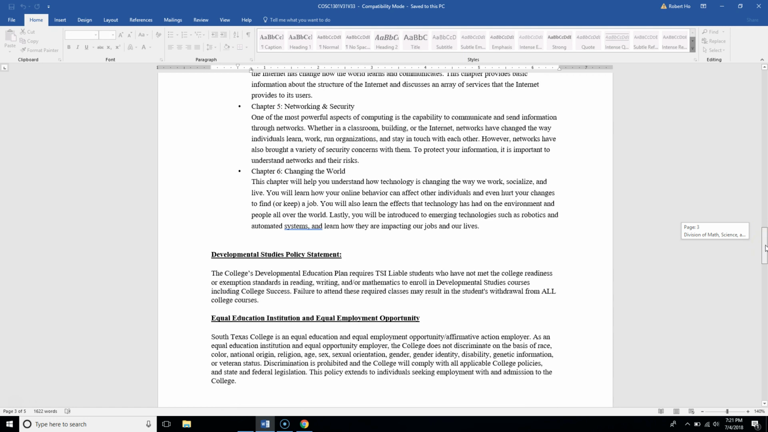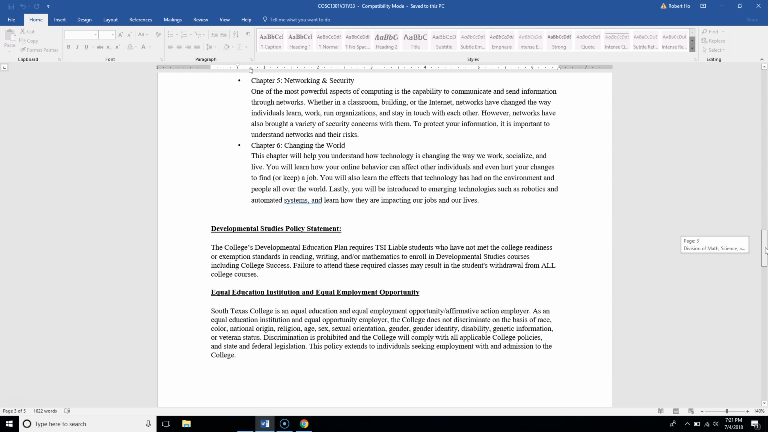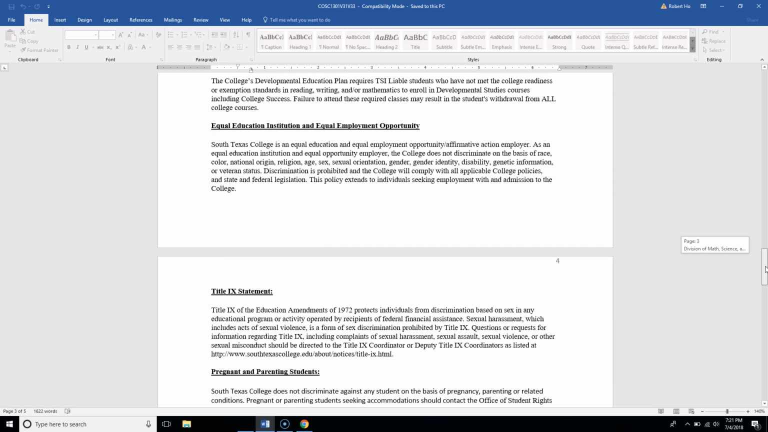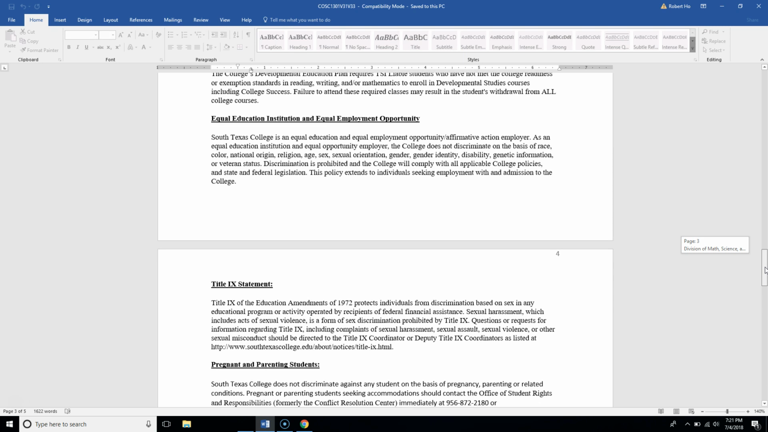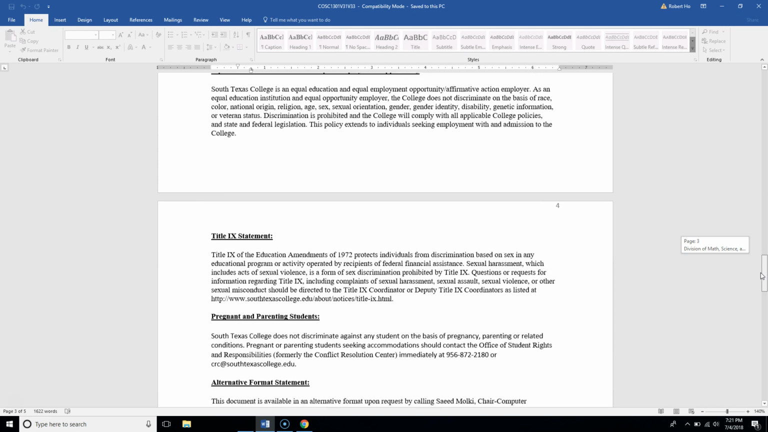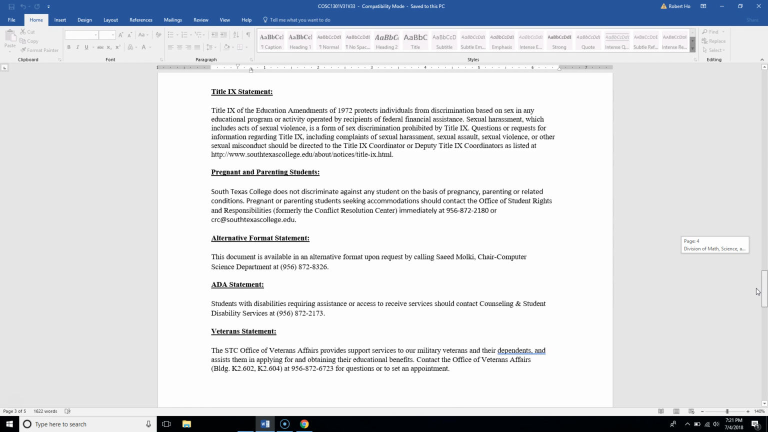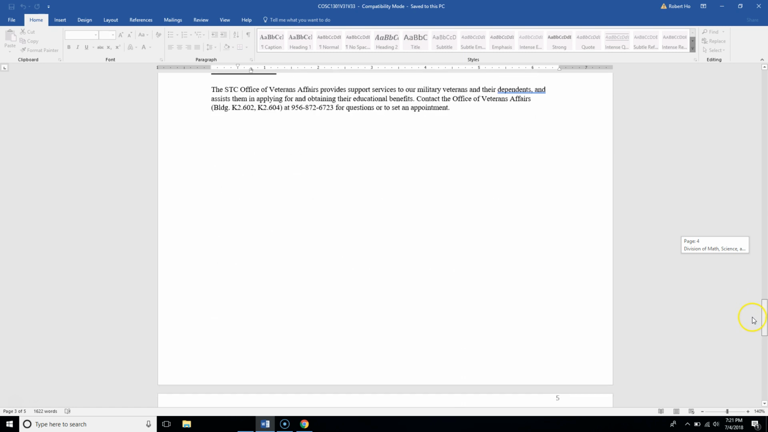Developmental study policy statement. You can read on your own as well here. Equal education institution and equal employment opportunity. You can also read that. Title 9, in case you have any concern or issue about the Title 9 statement. Pregnant and parenting students, alternative format, and ADA, also the veteran statement.